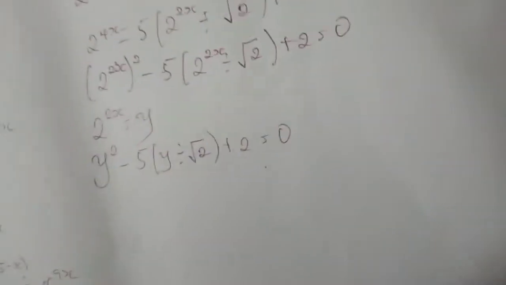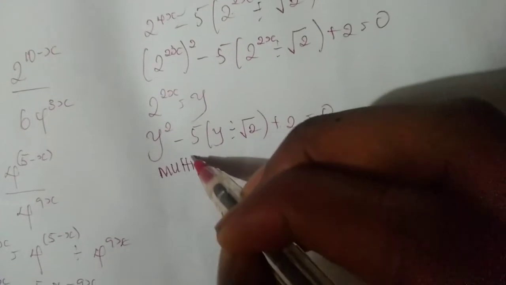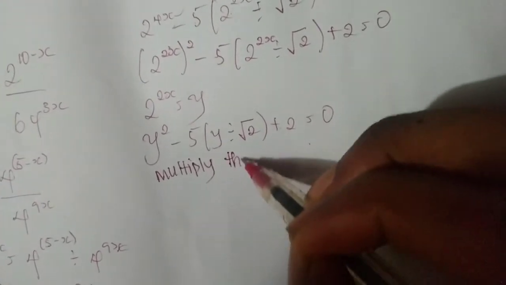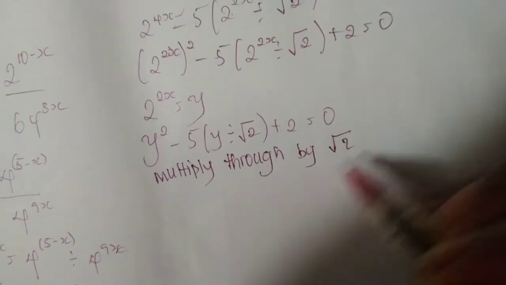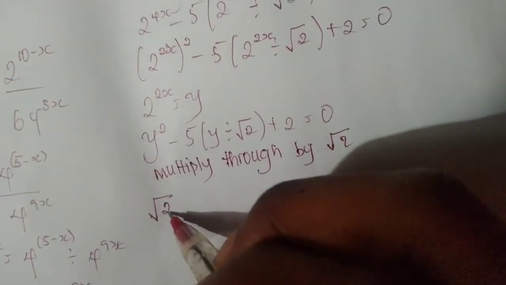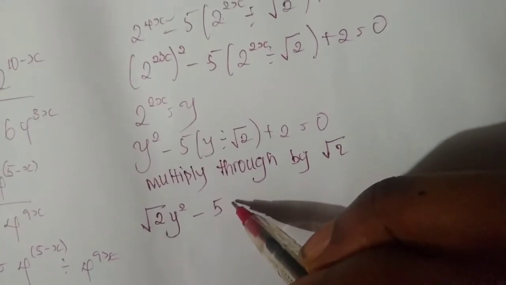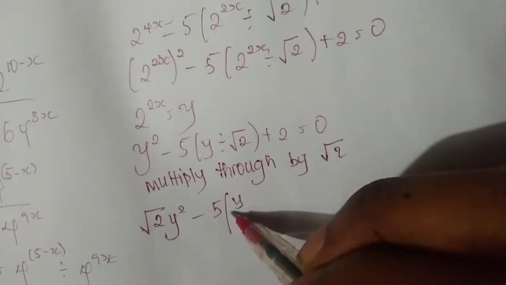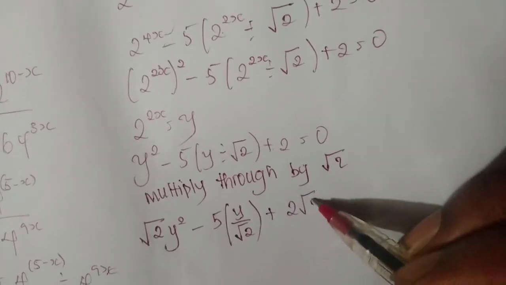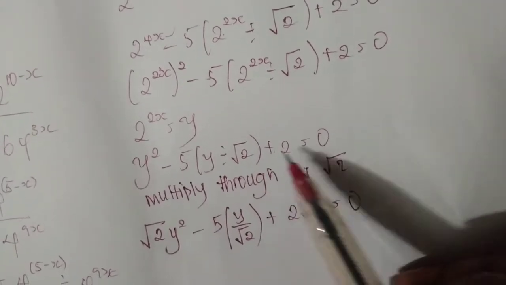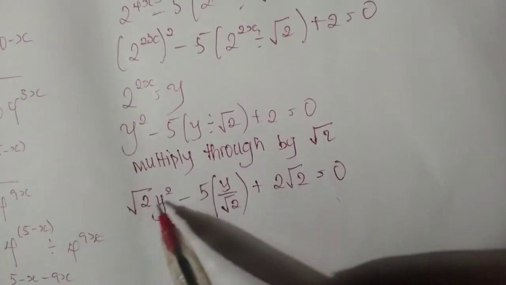To get rid of it, since this is a division sign, we have to multiply through by root 2, giving us root 2 y squared minus 5, this can be written as y divided by root 2, plus 2 root 2 is equal to 0. Root 2 times 2 is 2 root 2. Root 2 times y squared is root 2 y squared.